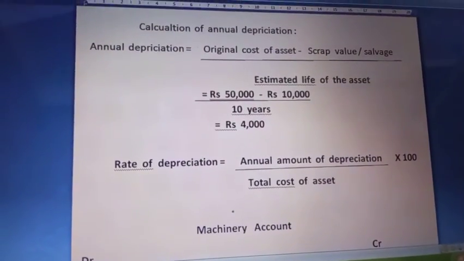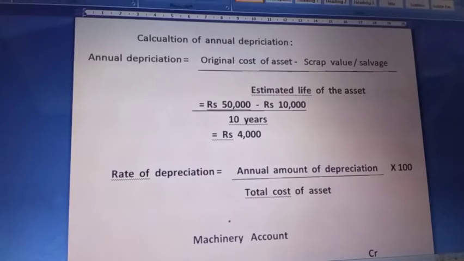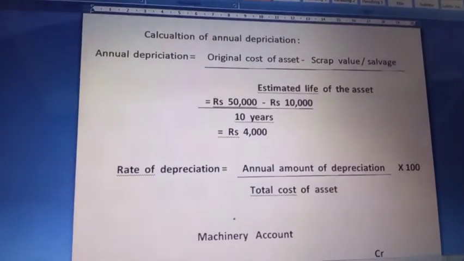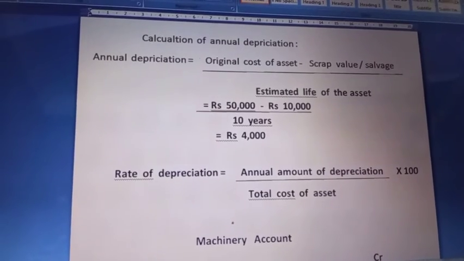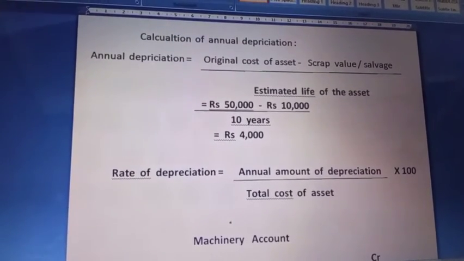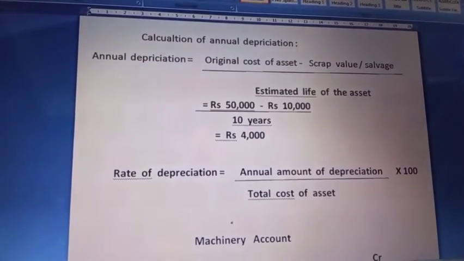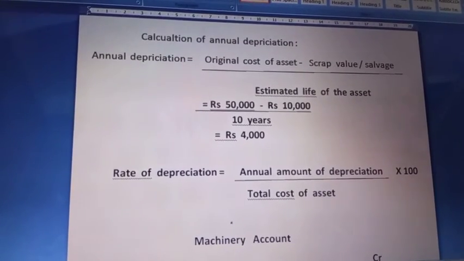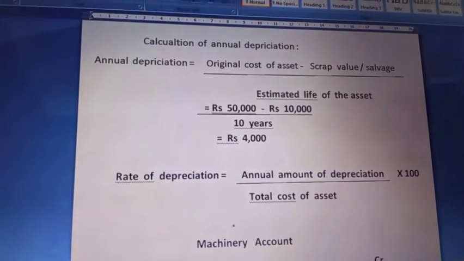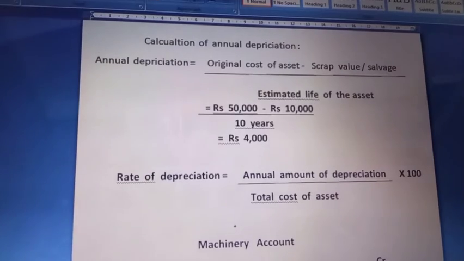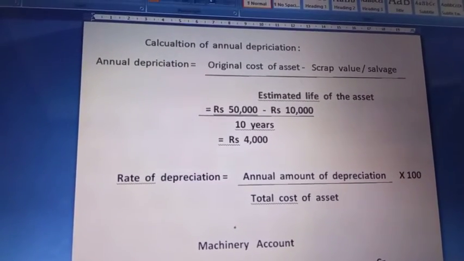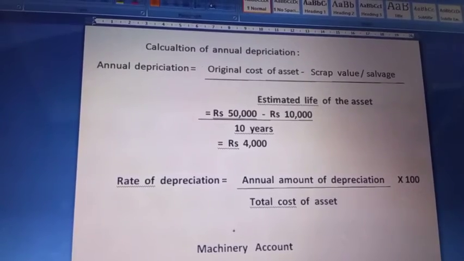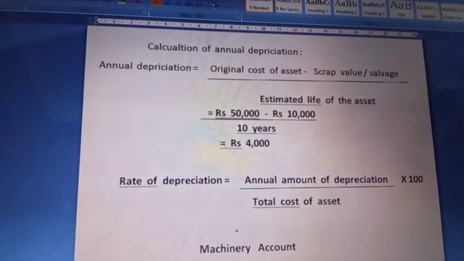So here we have the calculation of annual depreciation. I have already discussed the formula with you: original cost of asset minus scrap value or salvage value, divided by estimated life of the asset. So from 50,000 we minus 10,000 and divide it by 10 years, because the estimated life is given as 10 years, and we get 4,000 as the depreciation amount per year. So this 4,000 remains fixed. Per year we will be charging the depreciation as 4,000.